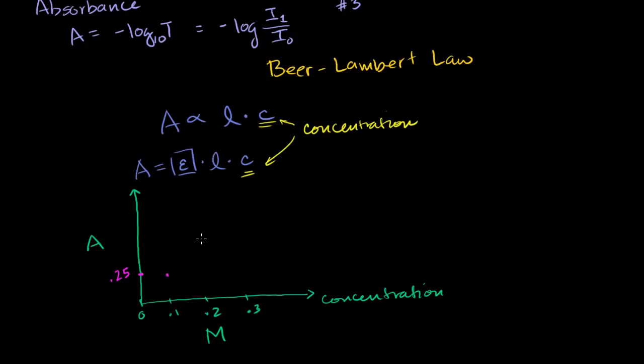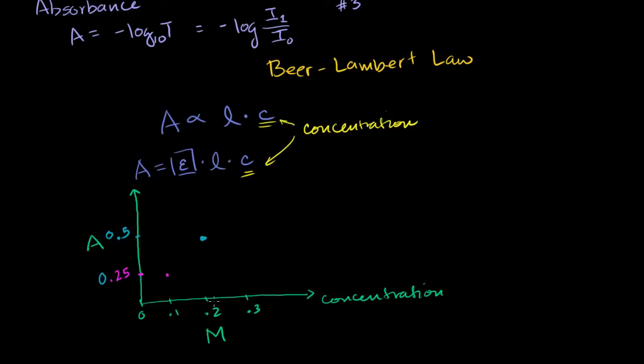And then let's say that you take another known concentration at, say, 0.2 molar, and you say, oh, look, it has an absorbance of 0.5. So let me do that in a different color. It has an absorbance right here at 0.5. And I should put a 0 in front of these. 0.5 and 0.25.